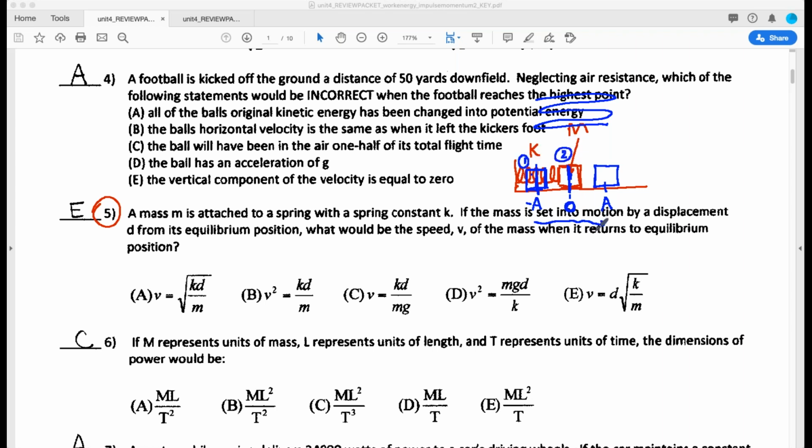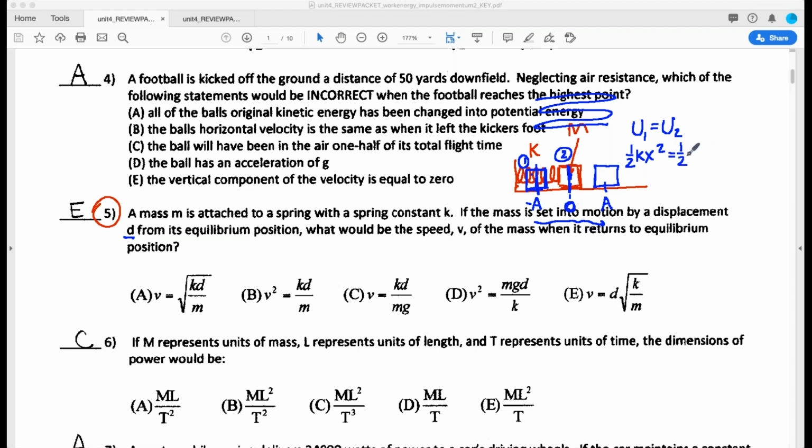Now we should recognize that all of the energy at position 1 is stored elastic potential energy. So let's say that the energy at 1 must be equal to the energy at 2 because there are no external forces acting. Therefore, I can say that the energy at 1 is 1/2 kx squared. The displacement from the equilibrium position in this case is not x as it normally is represented, it's d. So we're going to have to make a substitution eventually for x.